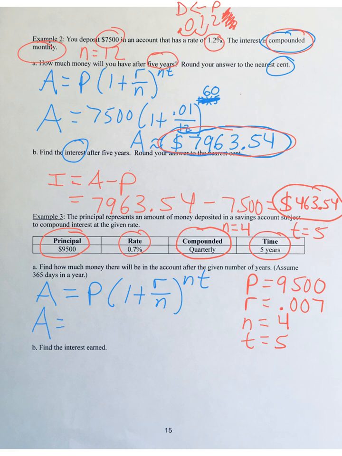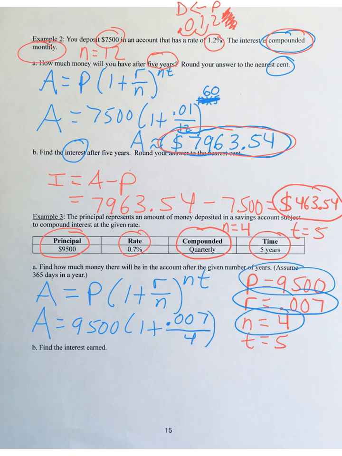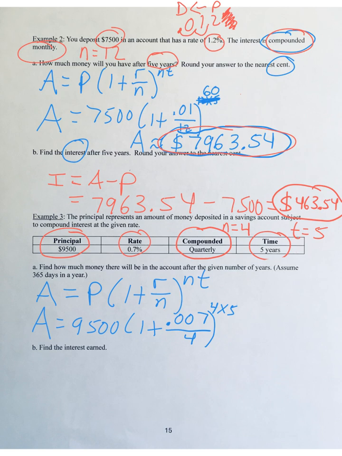So your full amount A equals P was 9,500, left parenthesis 1 plus R is 0.007 over N is 4. Close the parentheses. N on the exponent is 4 again, times the time is 5. Let me erase some of this to create some room. Just like with the other examples, I recommend doing the exponent first. So the 4 times 5 is obviously 20, your exponent here.